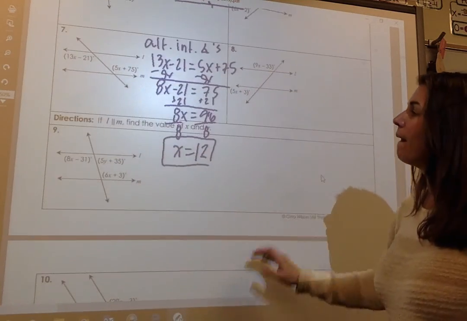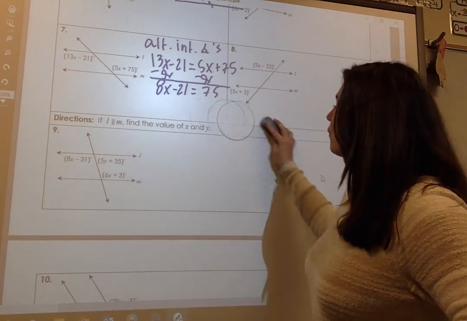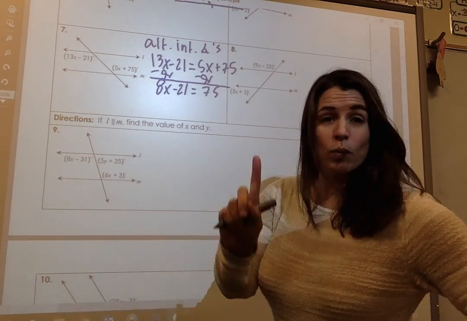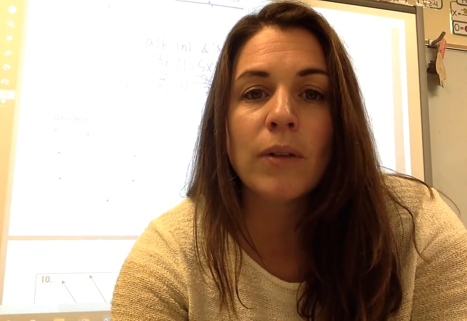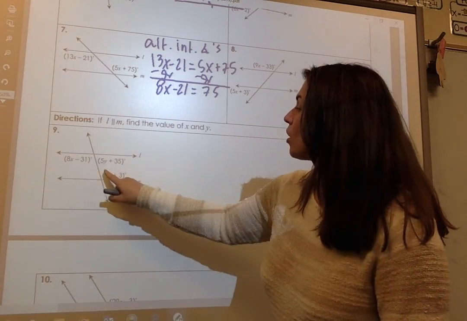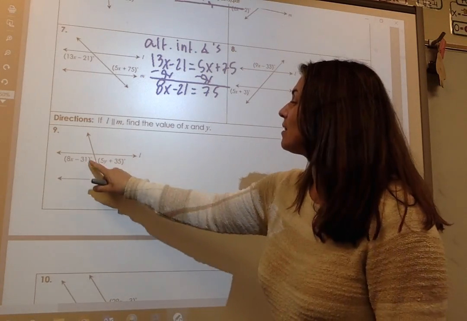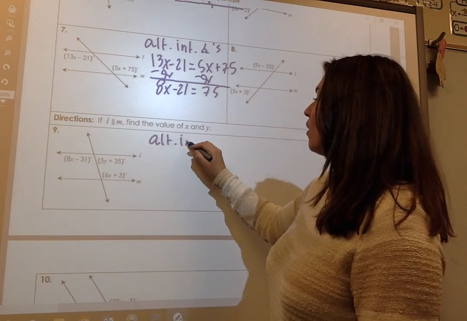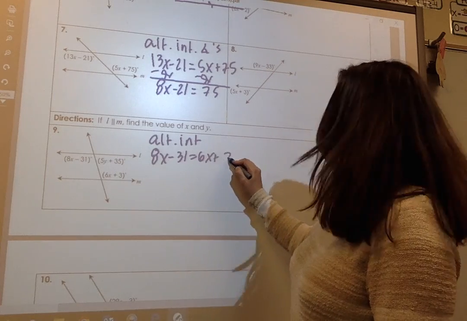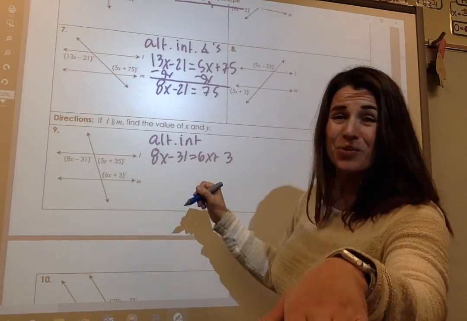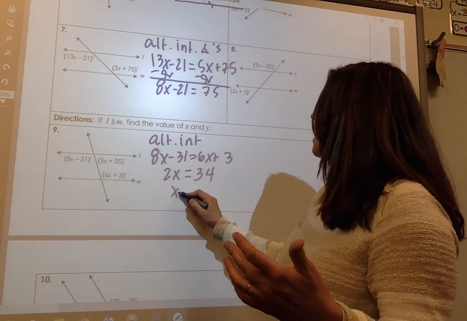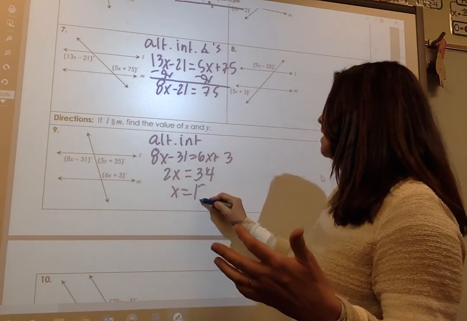Okay. All right. Let's look at number 9. These are fun. I have to solve for only one variable at a time. Oh no, it's almost full. All right. So I'm going to start with x first. So my x's, those are alternating interior. So 8x minus 31 equals 6x plus 3. My disk is running full, so I'm going to do this real quick. 2x equals 34. x then equals 17.